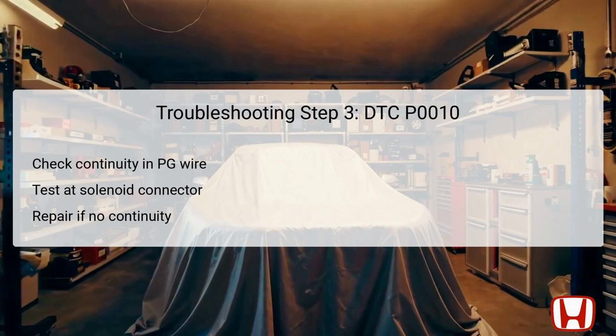However, if there is no continuity, you will need to locate and repair the open circuit in the PG wire running between the VTC Oil Control Solenoid Valve A and ground point G101.